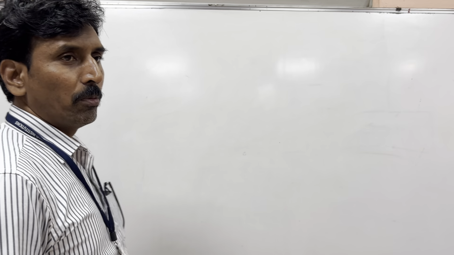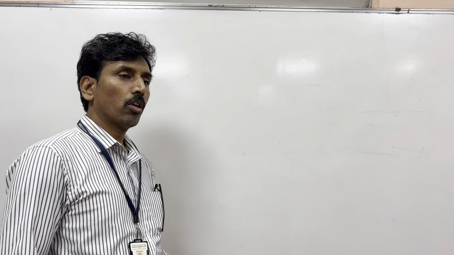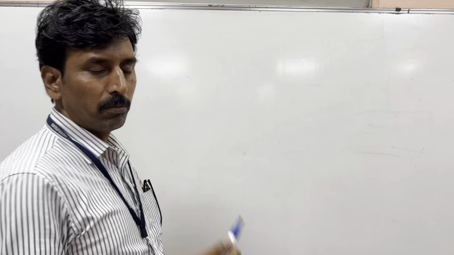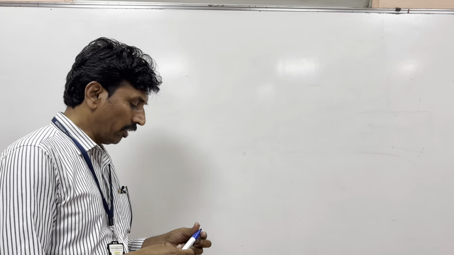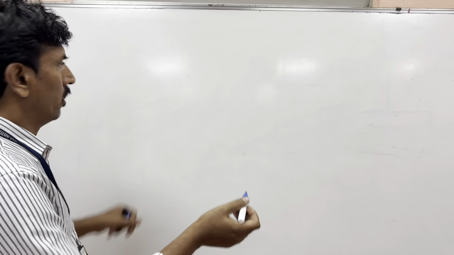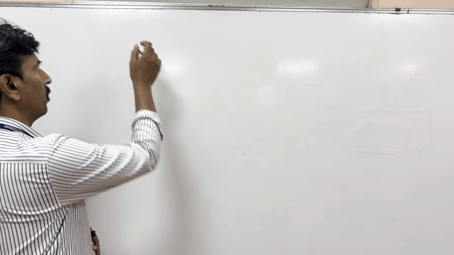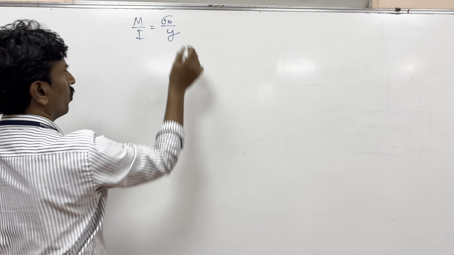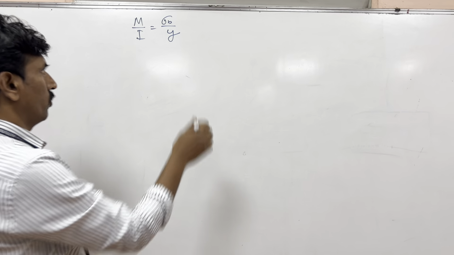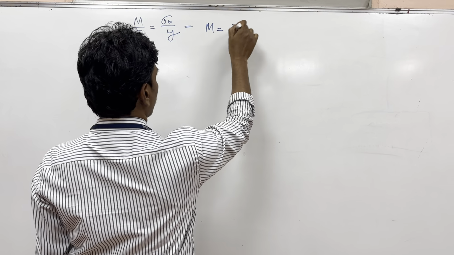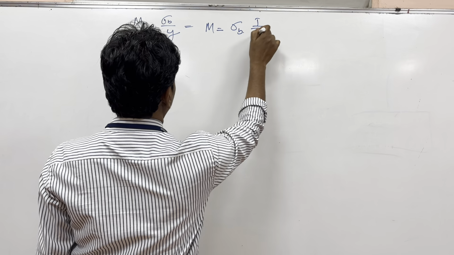Let us now see the moment of inertia and section modulus for different types of beams. Before going to write these different types of beams, let me make you understand that we are familiar with this formula: M by I is equal to sigma B by Y. So this formula could be rewritten in this way: M is equal to sigma B into I by Y.